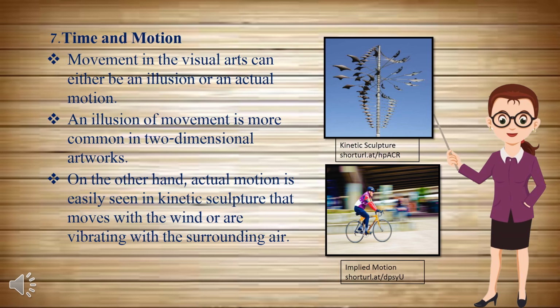And number 7, time and motion. Movement in the visual arts can either be an illusion or an actual motion. An illusion of movement is more common in two-dimensional artworks. On the other hand, actual motion is easily seen in kinetic sculpture that moves with the wind or is vibrating with the surrounding air.